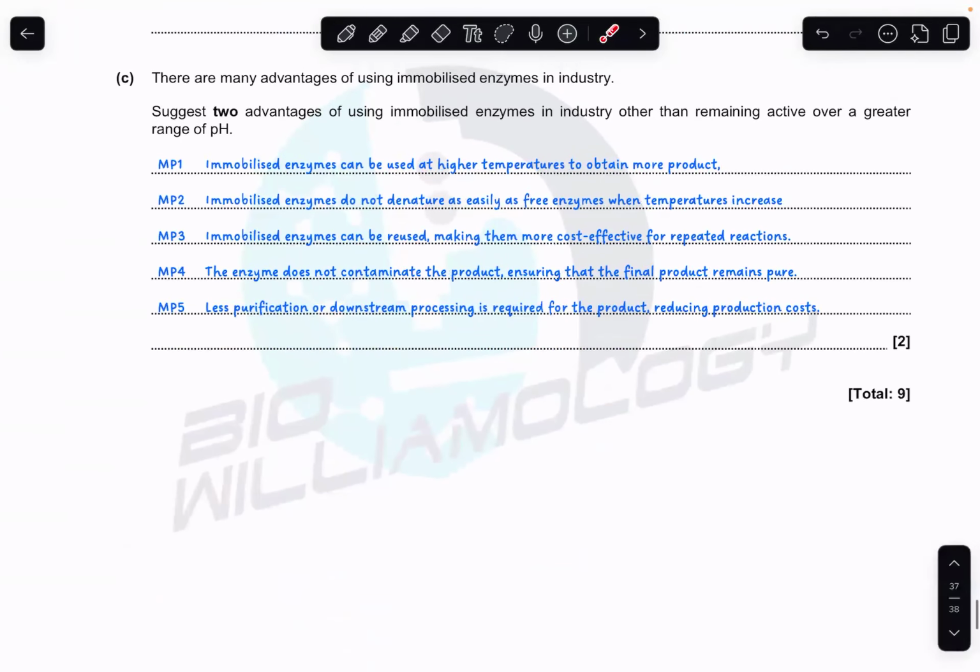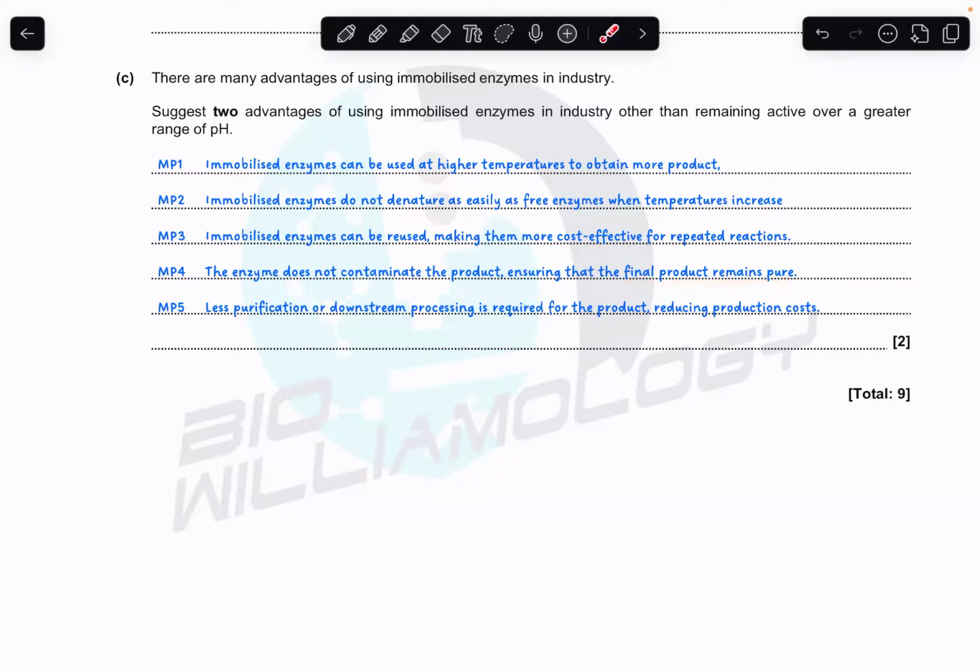So there are many advantages of using immobilized enzyme in industry. We need two. Okay, you can give more than two as long as you don't contradict your answer, right? So immobilized enzyme can be used at higher temperature to obtain more product. Immobilized enzyme does not denature as easily as a free enzyme when the temperature increases or with deviation of pH. Okay, immobilized enzyme can be reused, making them more cost effective for repeated reactions. And the enzyme does not contaminate the product, so the final product remains pure.